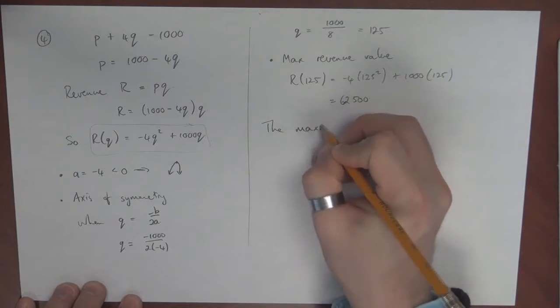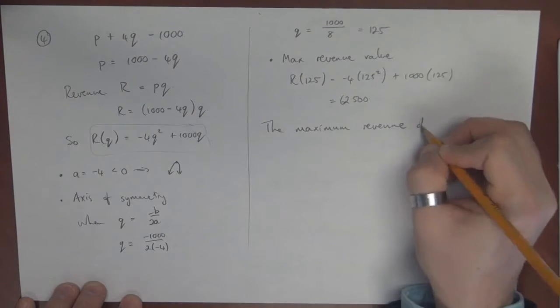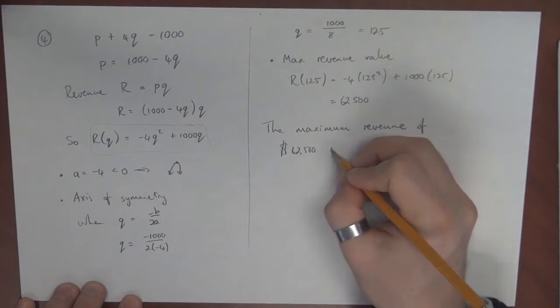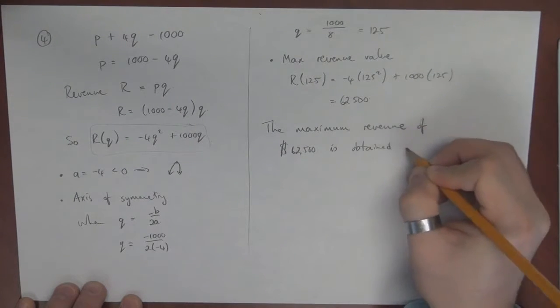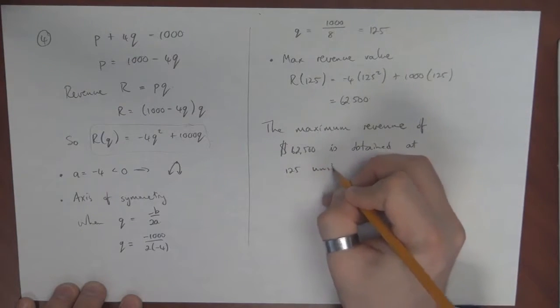The maximum revenue of 62,500 is obtained at 125 units.